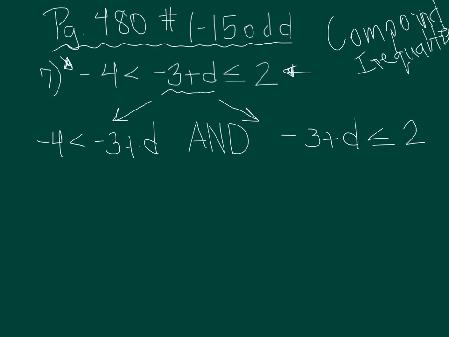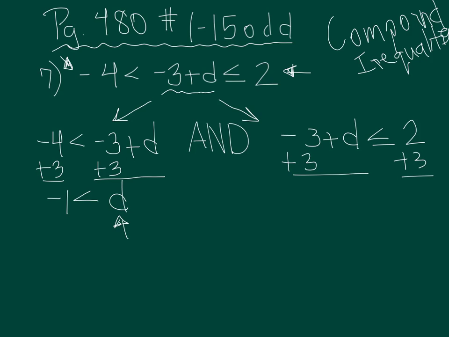Well, let's go ahead and isolate D. So we're going to add 3 to both sides. We end up with negative 1 is less than D, or we could say all real numbers that are greater than negative 1. That would make that inequality true. Now, if we add 3 to this side, we get D is less than or equal to 5. So that says all real numbers less than or equal to 5.